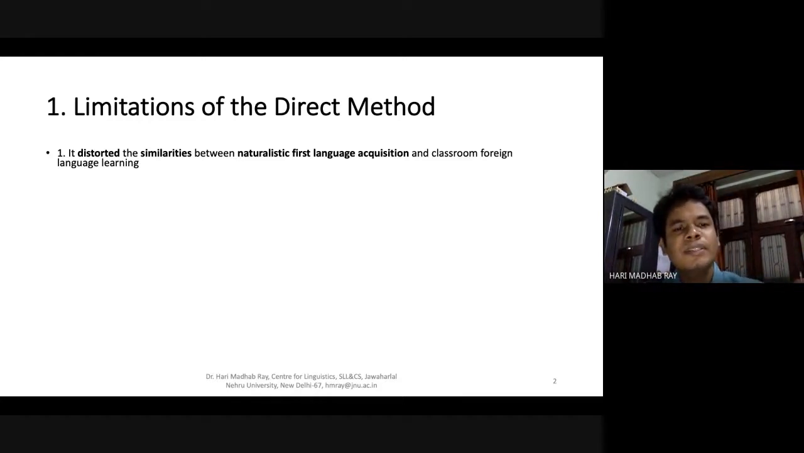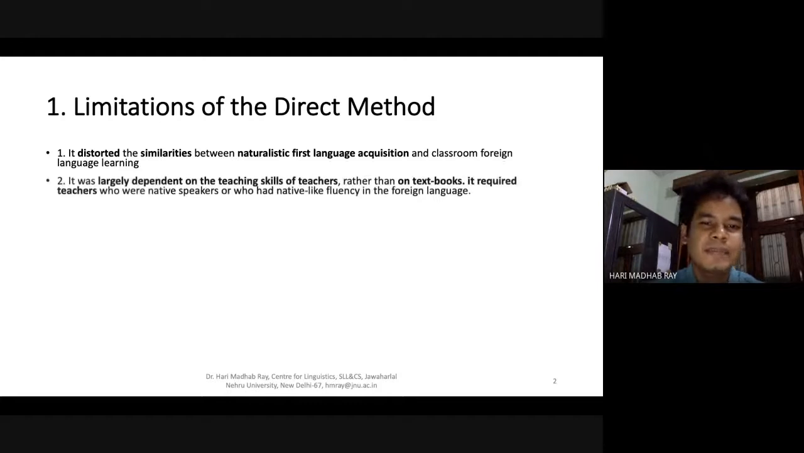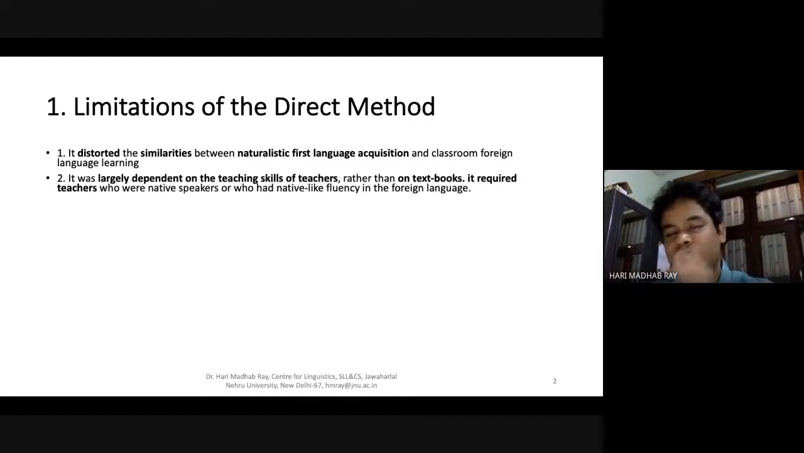So there is always a kind of distortion if you look at the first language acquisition and the way you are saying that it should be acquired like the first language. So it is not happening, basically, if you look at it. There is a distortion going on, and that's the point.